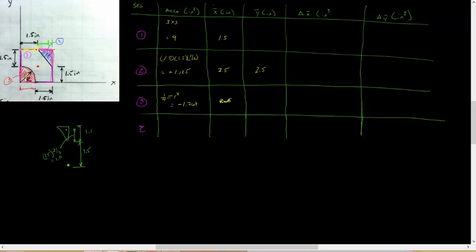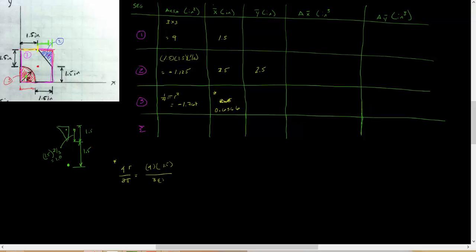This is for the quarter circle. So for the quarter circle, here, that is going to be 4r over 3 pi. I'm going to put a little asterisk here. 4r over 3 pi, so it's going to be 4 times my radius, which was 1.5, over 3 pi, which comes out to be 0.6366. And again, all these are going to be positive, note, because it's all in quadrant 1, so all my x's will be positive and all my y's will be positive. So all my x bars and y bars will be positive.